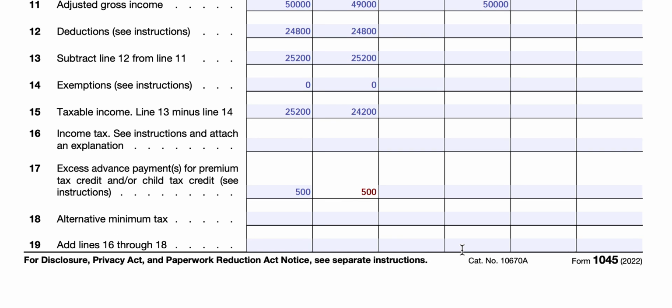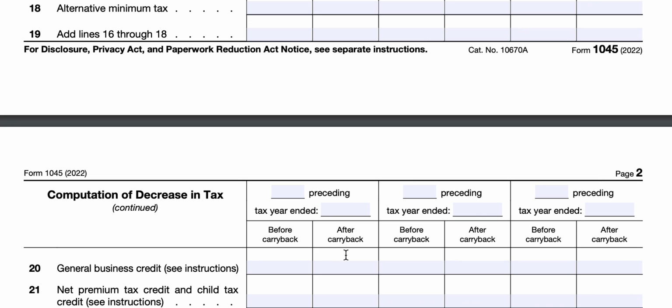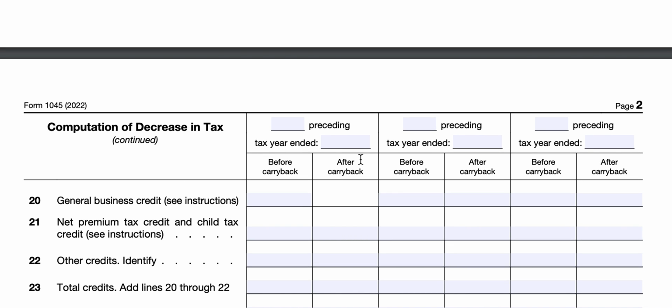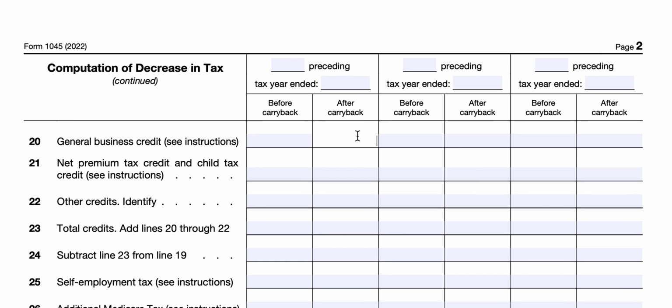On line 19, you simply add lines 16 through 18. I'm not going to do that for this video. However, you can do that on your own. In line 20, you'll enter the general business credit. And again, you'll need to enter in the after carryback column any recalculated general business credit. And again, you're going to have to go back to IRS Form 3800 to see what impacts there were to your general business credit.